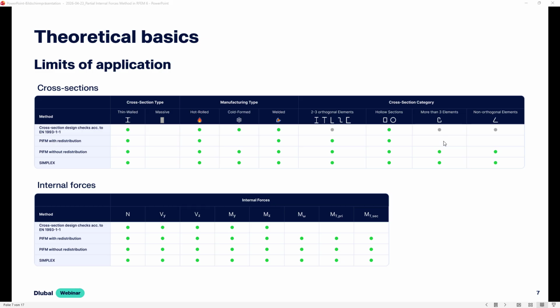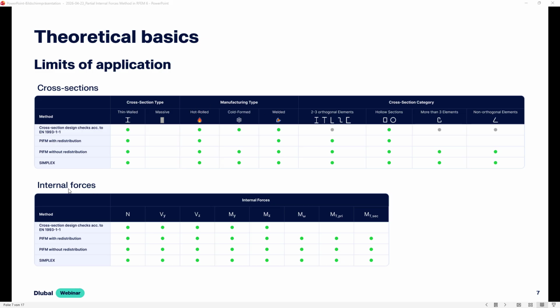If we are facing one of these restrictions, we have the possibility to switch to the PIFM without redistribution, which is a bit less economical, but can still be more economical than the EC3 design checks, or the simplex method, which would be relatively similar. And here we see there's no cross-section restriction at all, so we can perform the plastic design for every cross-section geometry that you could imagine, except massive cross-sections. Okay, that's it for the cross-sections.